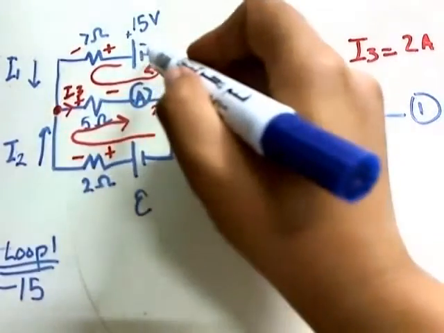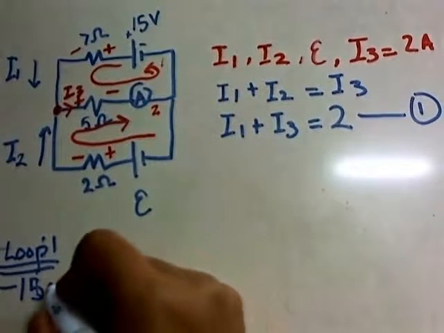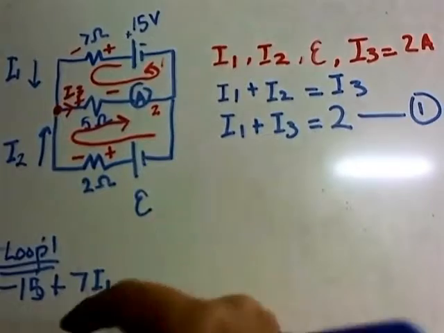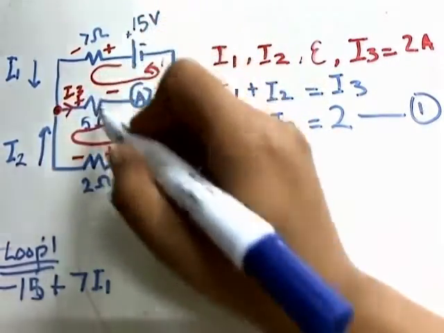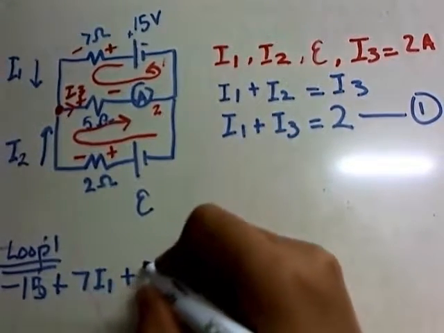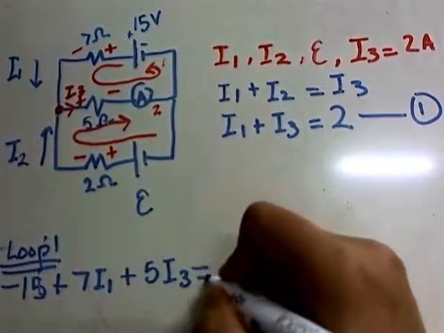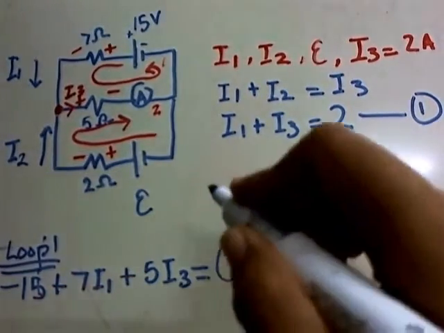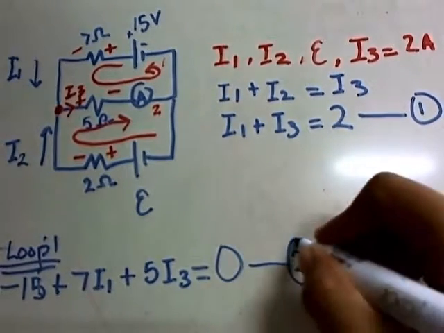Okay? Now current enters the positive terminal, so I will write plus 7 I1. So the voltage is positive. Keep going. Current enters the positive terminal, so my voltage is positive again: 5 I3 equals, so add up all the voltages and they should give you 0. This is according to Kirchhoff's voltage law, and that's my second equation.